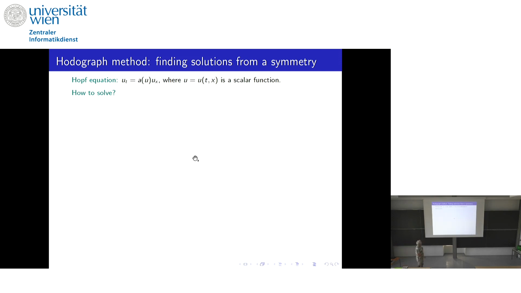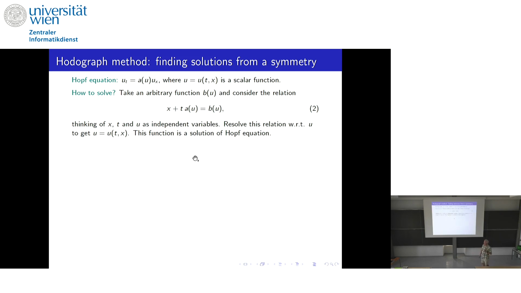The simple example is the Hopf equation. In this case, the dimension is 1, and the equation is: derivative of u with respect to t equals a(u) times derivative of u with respect to x, where a depends on u. It is, of course, a system of hydrodynamic type, but it's not really a system because it's only one equation. So how to solve it? Take an arbitrary function b and consider the following relation: x plus t a(u) equals b(u). A is the given data, b is the freedom you can arbitrarily choose.